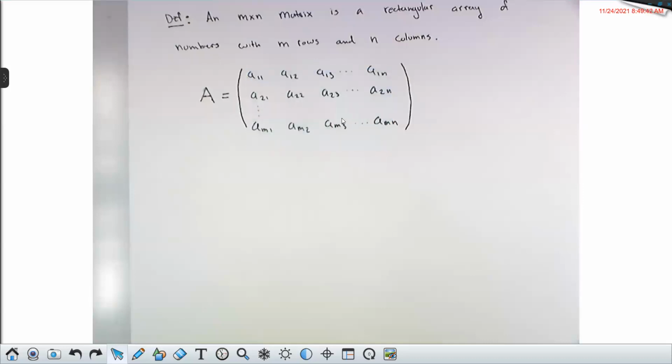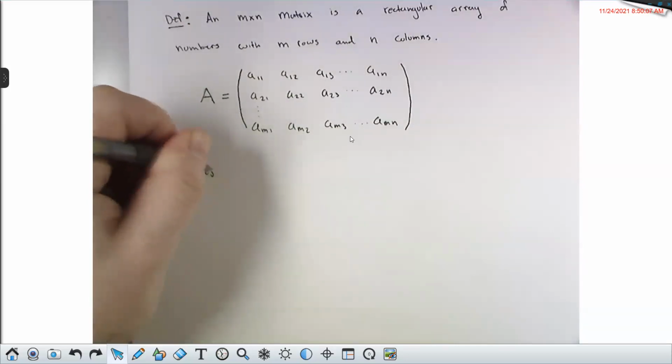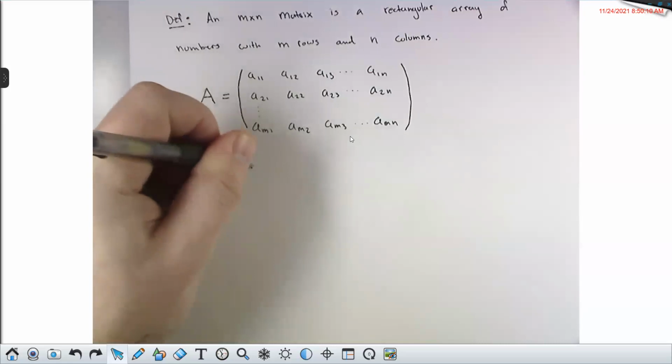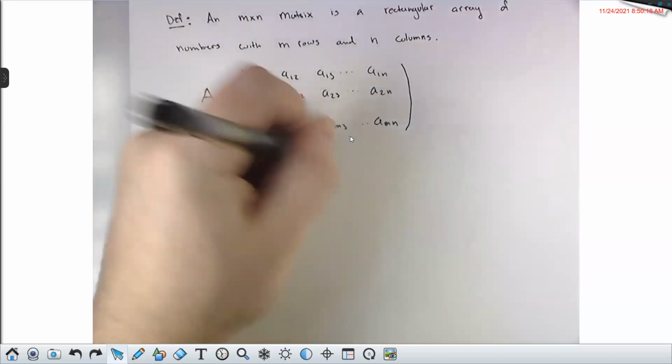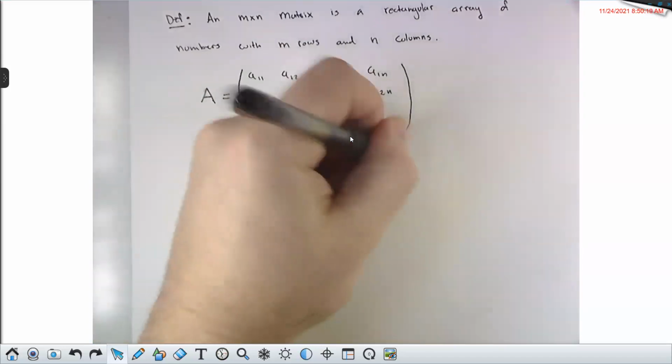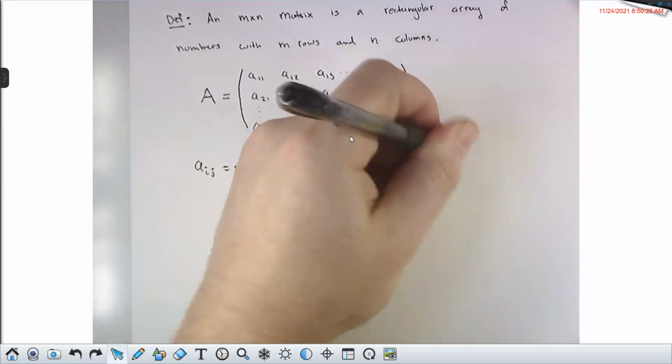The entries here we call Aij. This first number tells you what row you're in, and the second number tells you what column you're in. So for example, A23 is in row 2 and column 3. Aij is the entry, which remember, these are numbers, in row i and column j.